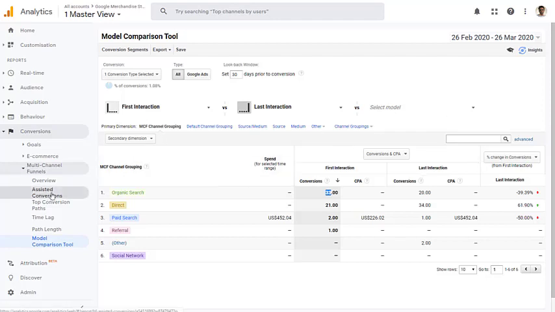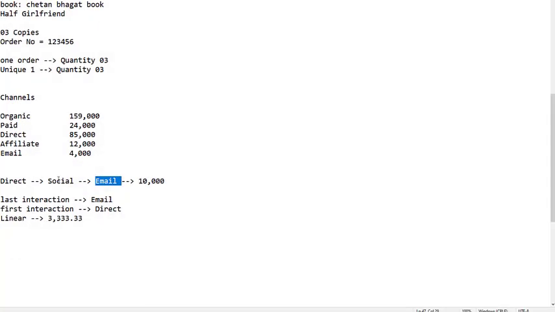Assisted conversions, I will quickly give you an overview, because during this discussion I hope you now understand what assisted conversions are. Like email here helped in the actual conversion, but who helped email? Direct and social. So social assisted email here for the conversion. These are assisted clicks. These clicks don't actually end up in conversion. So social here didn't actually end up in conversion, but it helped some other channel for the conversion, right? It assisted email for the conversion.